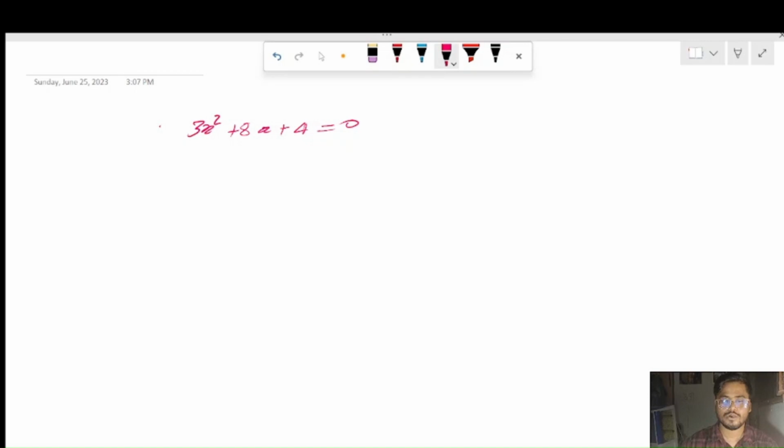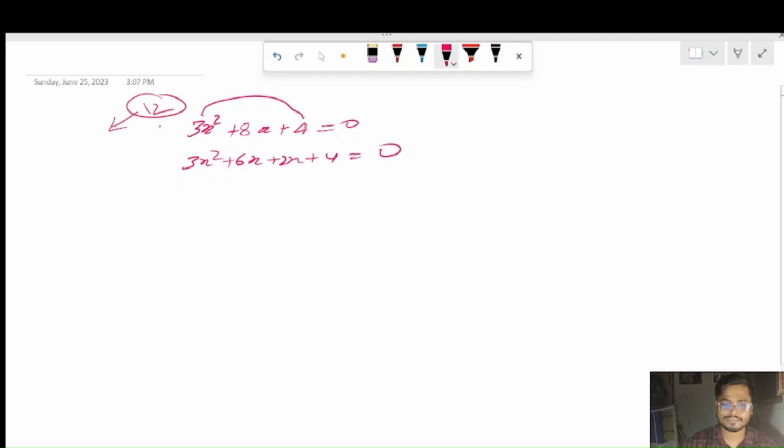How can we split it? 4 into 3 is equal to 12, right? So 3x square plus 6x plus 2x, because 6 into 2 is equal to 12, and when we add 6 and 2 we get 8. We multiply these two terms to get 12, and the sum of the splitting terms must equal the x coefficient. When we add them we get 8, right?